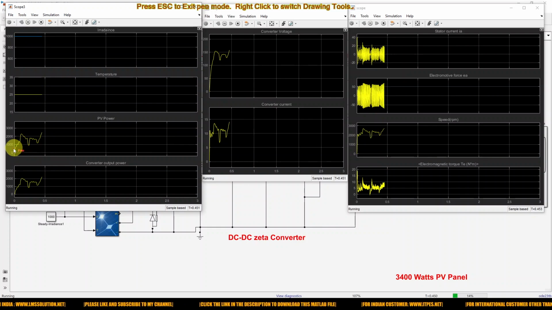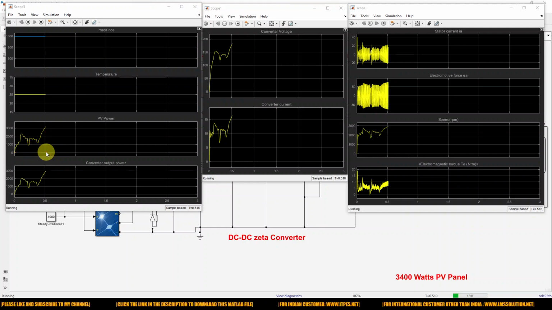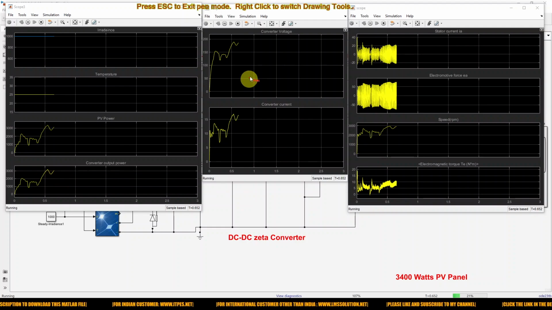So this is the PV power. Here you can see that the PV power is trying to reach the maximum point. After some time it is going to reach that maximum power point. Okay, so this is the power of the converter, that means the Zeta converter output power. Here you can see the converter output voltage and then the converter output current.